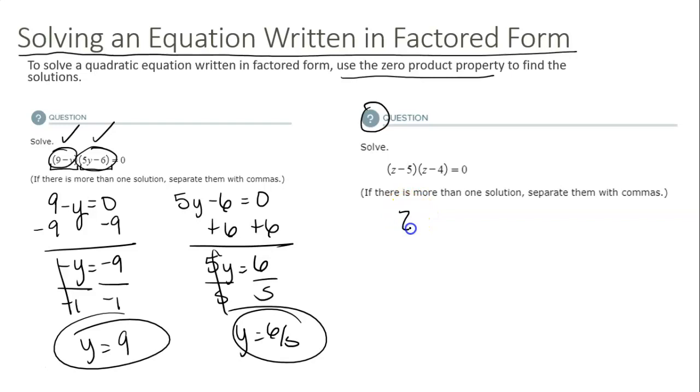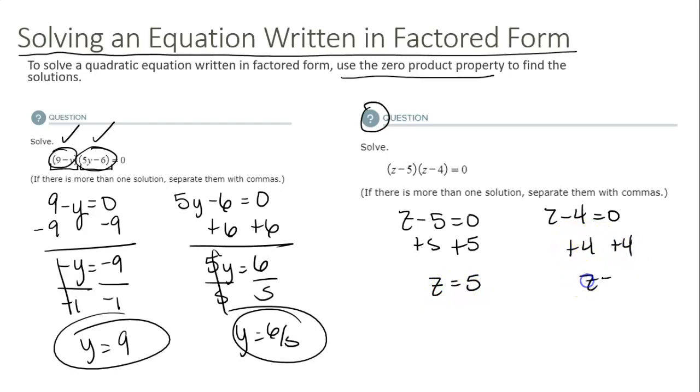You should have broken this up into two problems. Z minus 5 could be equal to 0, or Z minus 4 could be equal to 0. We're going to add 5 to each side so that Z equals 5. We're going to add 4 to each side so that Z equals 4. And so those are my two solutions. If Z is 5, the whole thing's going to be 0. If Z is 4, the whole thing's going to be 0.